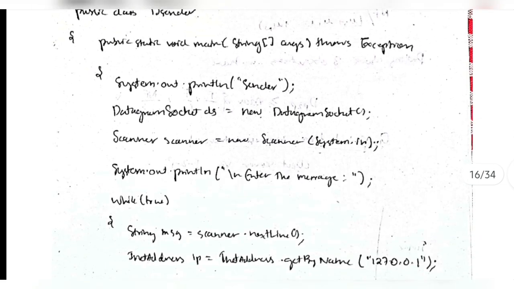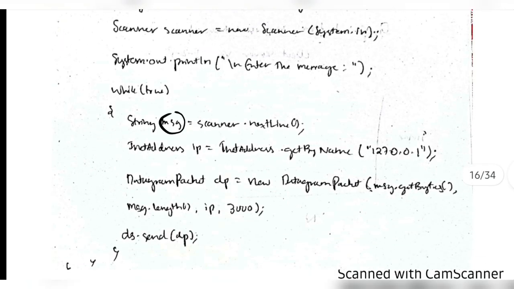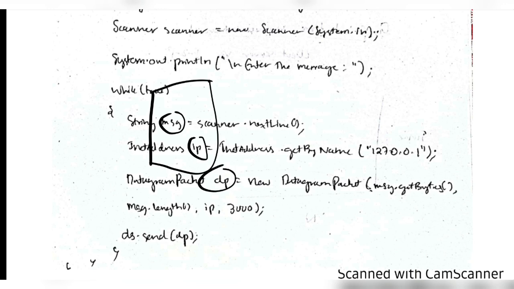So here's the program. First we are creating our datagram socket here. After that we are printing the entire message, and we are getting the message here in a string called message. We are getting the IP address. When these two things are there, you pack them in a packet. We put the message as well as the IP address, and then we send the packet. This is for the UDP client.